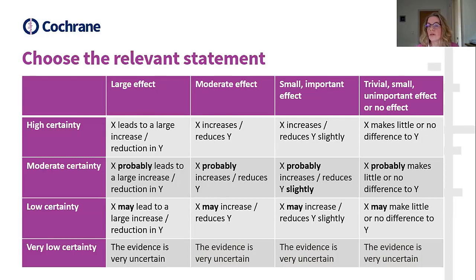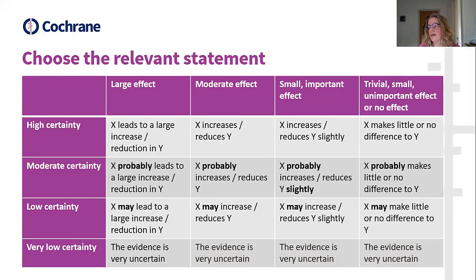If there's moderate or low certainty evidence, then you're going to need to modify your statement in some way because we're less certain about the effect. And the guidance suggests using "probably" where we've got moderate certainty evidence, and "may" when we've got low certainty evidence.